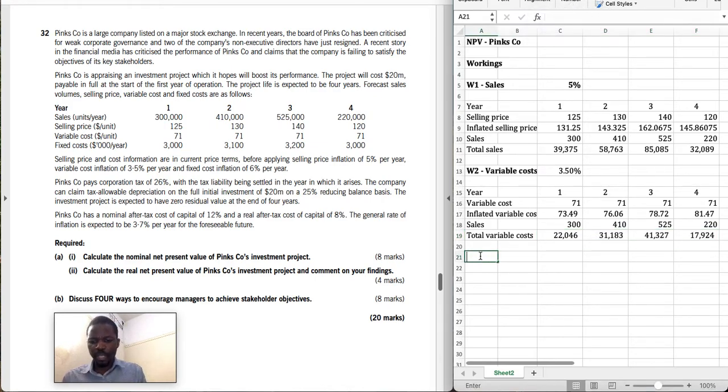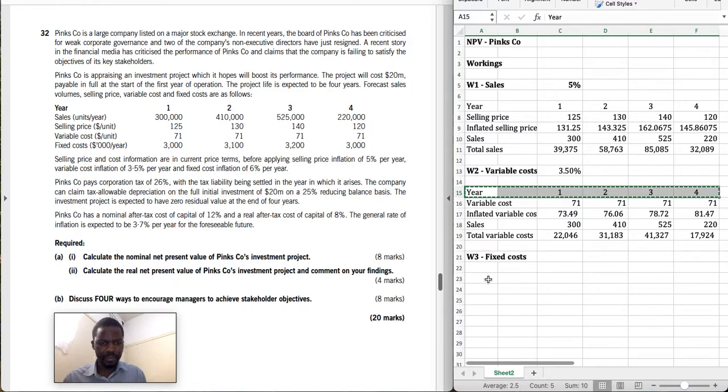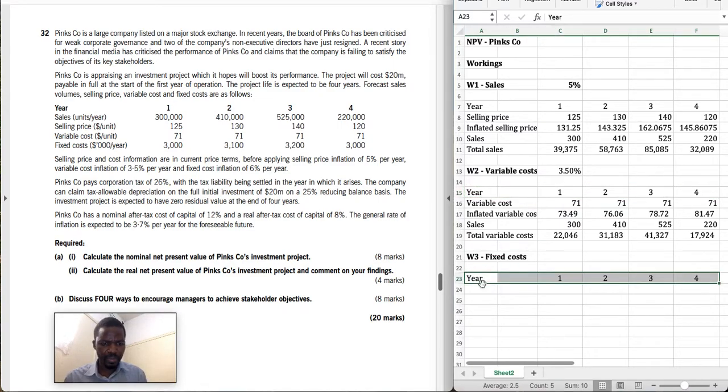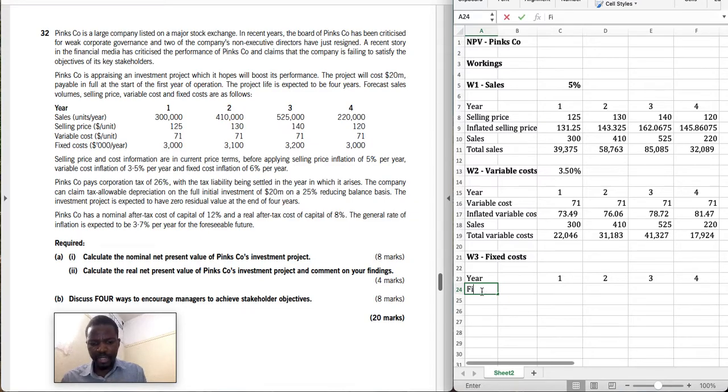Then we go to our working 3, which is fixed costs. We copy the years. Then we say fixed cost per year. Fixed cost per year we are given as 3,000, 3,100, 3,200, 3,000.